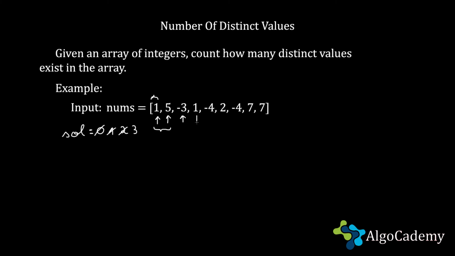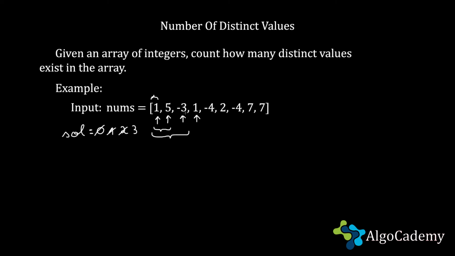I go to the next one, right, the fourth one, and again, I take a look at all the elements on its left, 1, 5, -3, and because I found an element on its left which is equal to it, that means that I've already encountered that value.